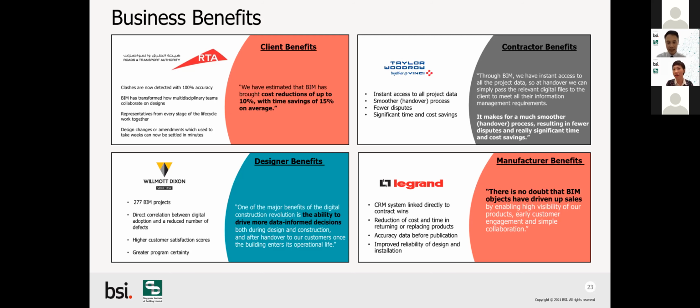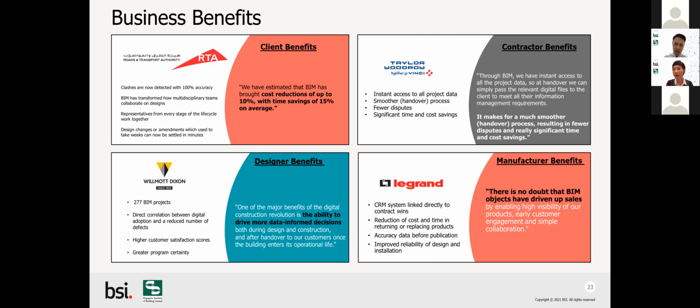And Legrand, a supplier, found with BIM implementation that they were in the front. They are not coming in right at the tail end of the projects where decisions need to be made. By then, decision making was very early and they were in the front. So these were some of the benefits that Legrand found.